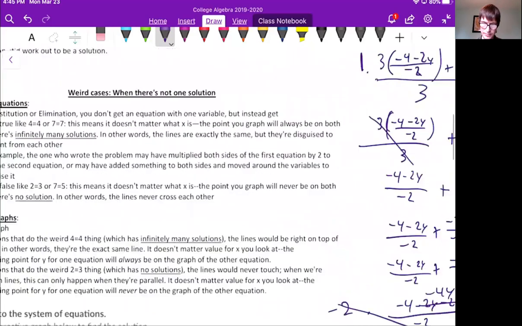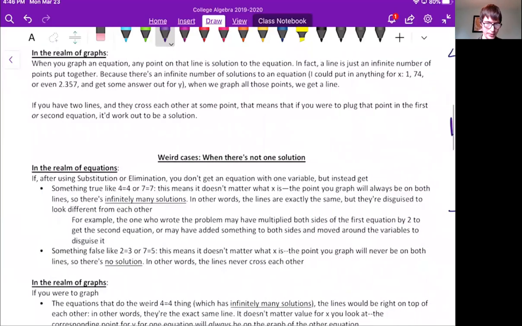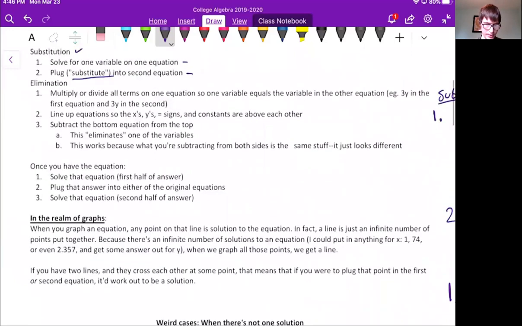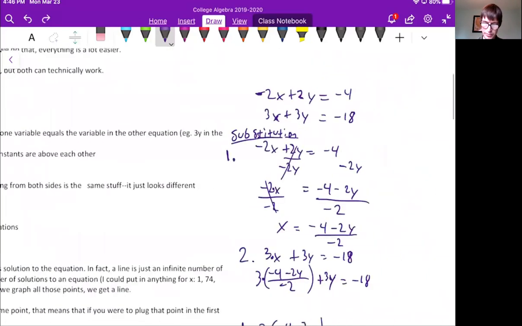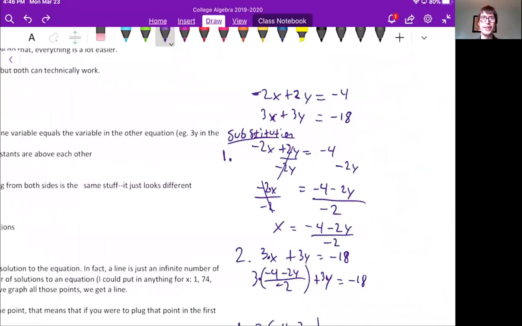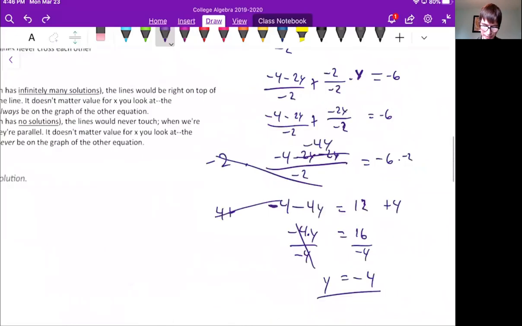That was the first step. So we solved that equation. The second step is to plug that answer into either of the original equations. It doesn't matter which original equation we put it in. We're going to plug it into one of those original equations, and then solve that second equation. So second step, let's pick an equation. We'll pick the first one, because why not?